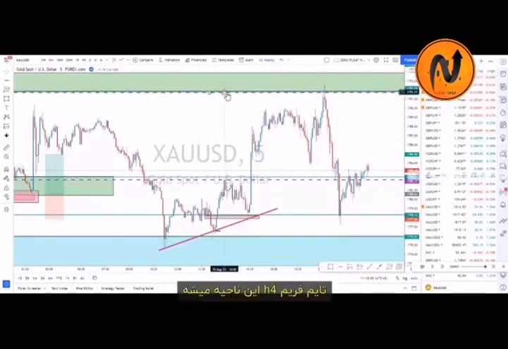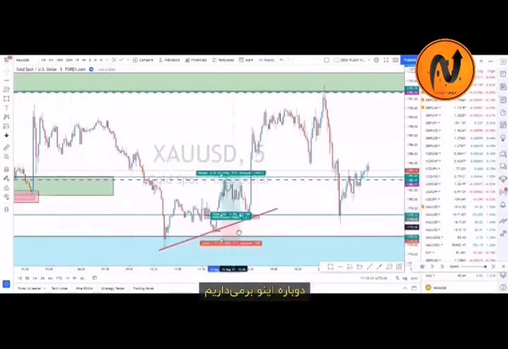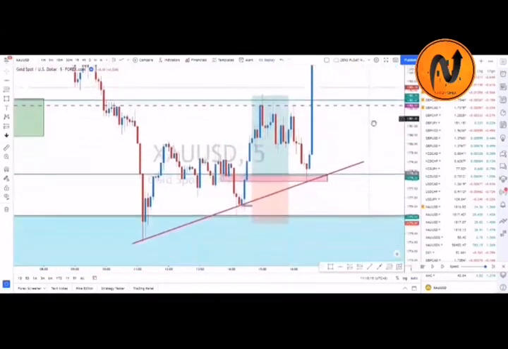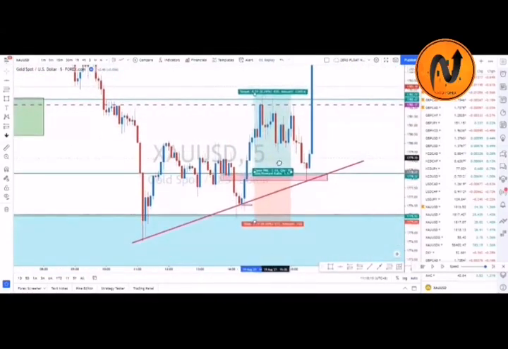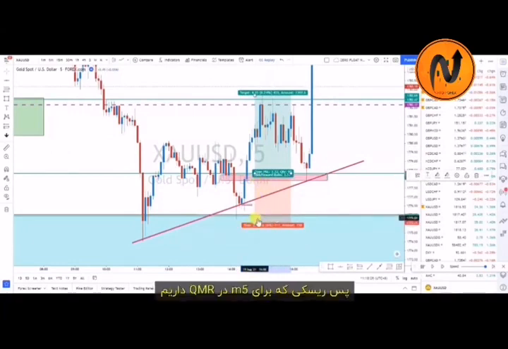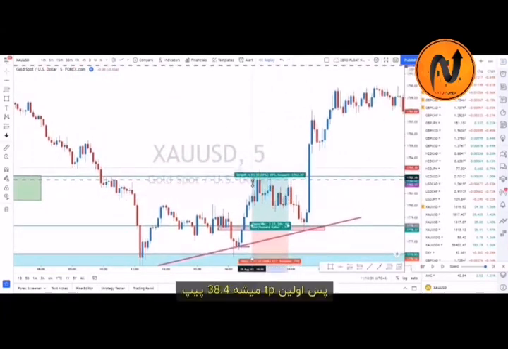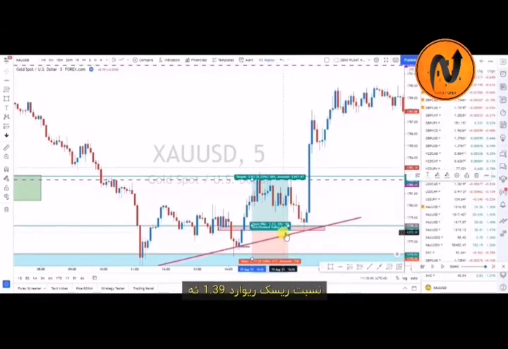So the H4 time frame will be this area, isn't it? So we have 2 and 3. So we take this again, borrow this as our second TP, something like this. So the risk we're gonna take for the M5 QMC is around 27 to 30 pips. The first TP will be 38.5 pips, so our risk reward ratio is 1.39.